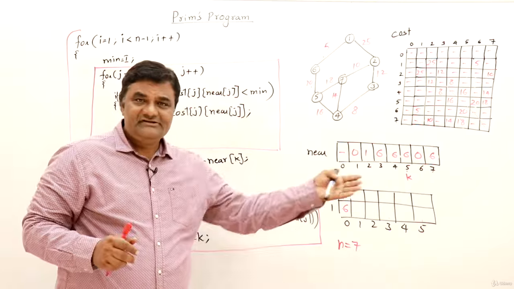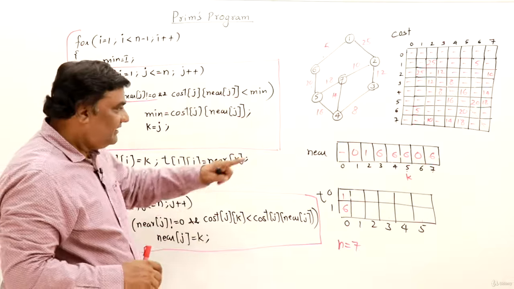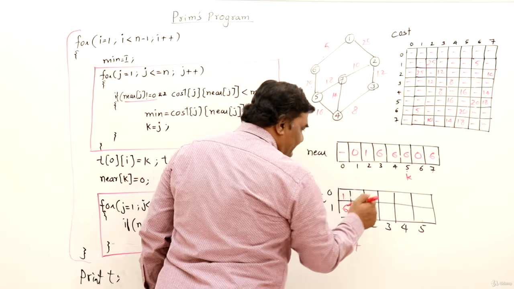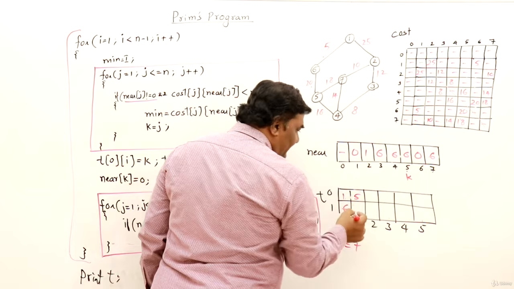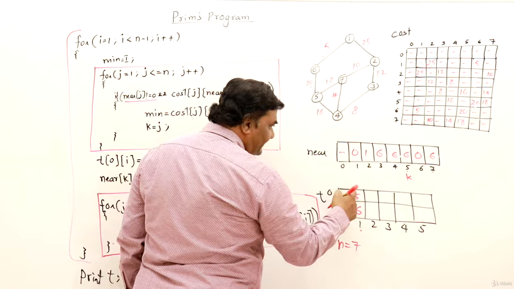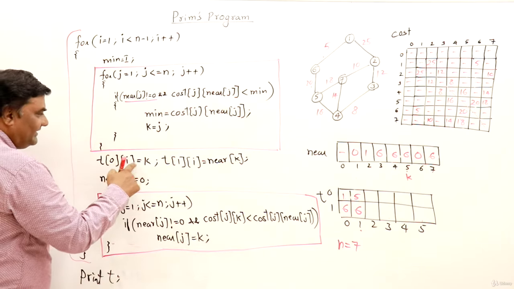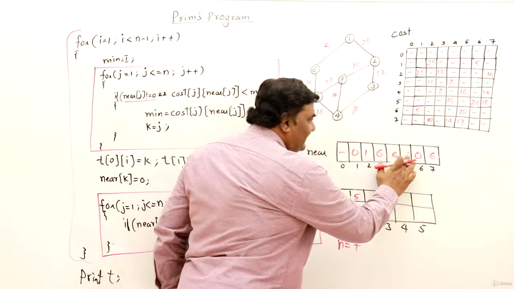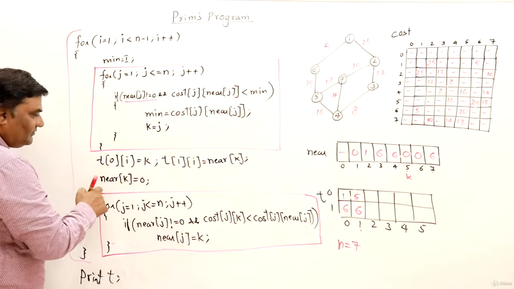We have already seen the procedure, so I will not be tracing it again, just showing you the meaning of the code here. Once that k is found, you remember we were writing this 5 and 6 here: 5 in this place, that is k, and near of k here. T of 0 at this place we were writing k, and here near of k. T of 0 comma k, T of 1 comma near of k. Then we were making near of k as 0.